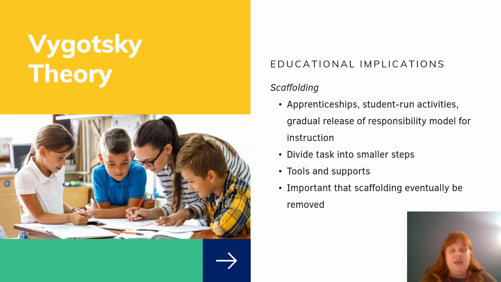This is also called the gradual release of responsibility model, where you show them how to do it, and then you do it with them, and then eventually they do it by themselves. That's gradual release of responsibility, which is totally based on Vygotsky's theory of the zone of proximal development. So things like apprenticeships work well with this. When you have student-run activities, like a student club that the students run themselves, that all has to do with this sociocultural theory of learning.